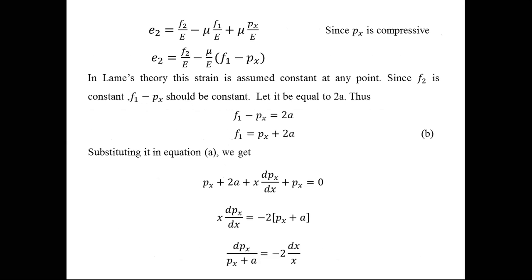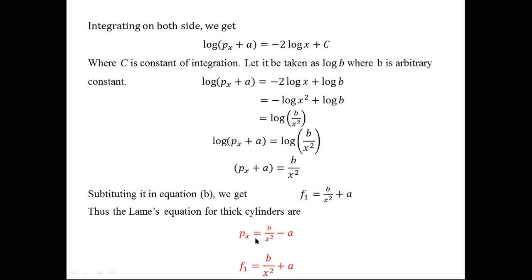Finally, you get the equations. Px is equal to, that means what is the Px? Radial pressure at any point is equal to B by x square minus A. This is the radial pressure. This formula will give the radial pressure.